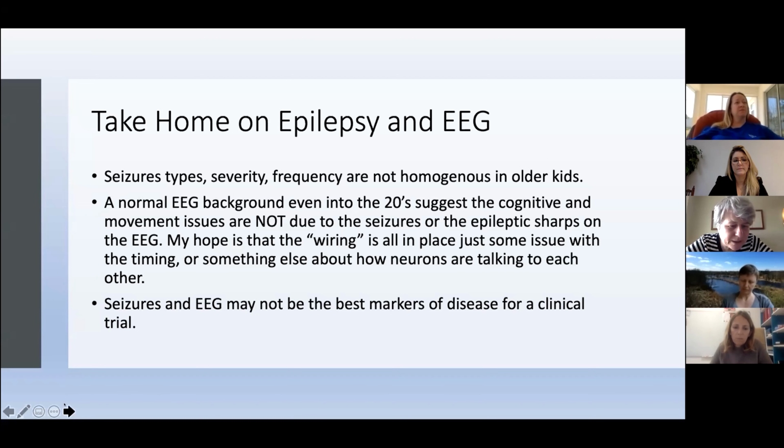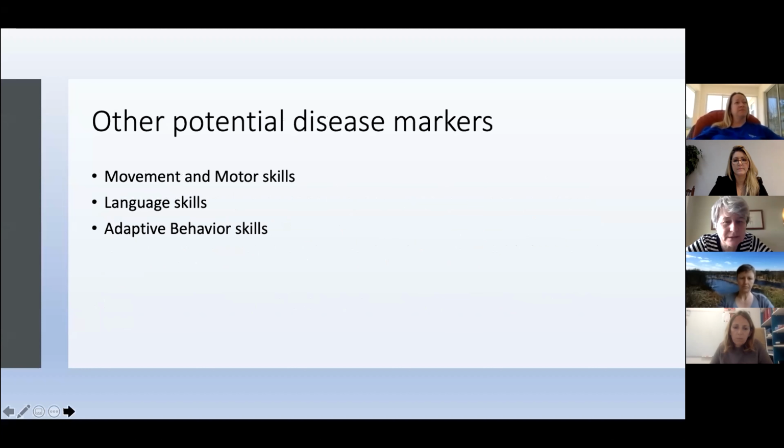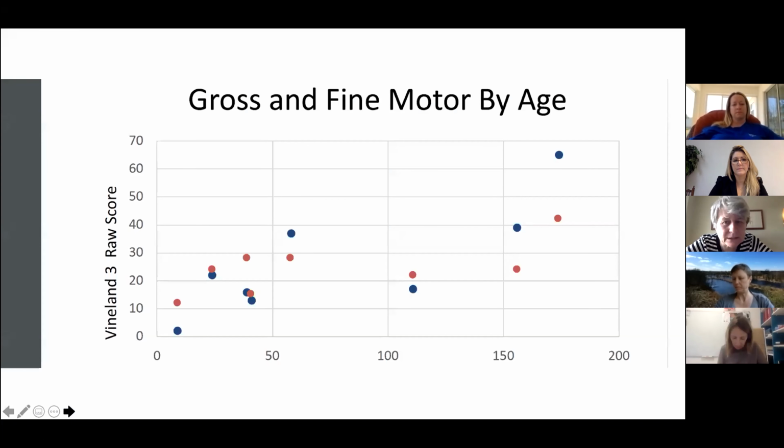So what would be outcome markers? I think that movement and motor skills would probably be the best outcome marker. Language skills and adaptive behavior skills I'm putting as probably secondary measures. So why do I think movement and motor skills are probably our best outcome measure? We can certainly discuss this, but at first glance.